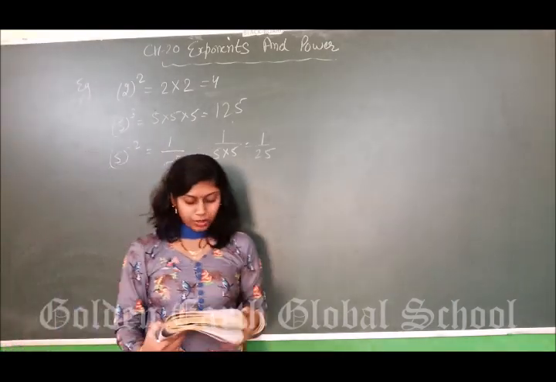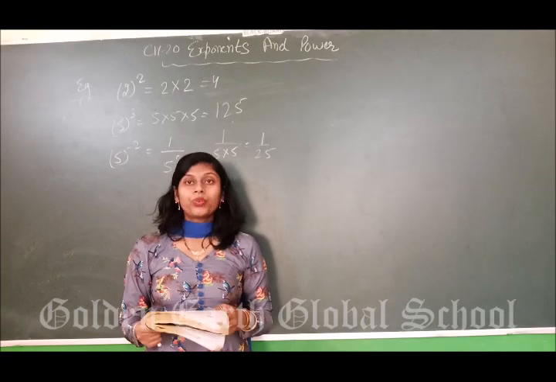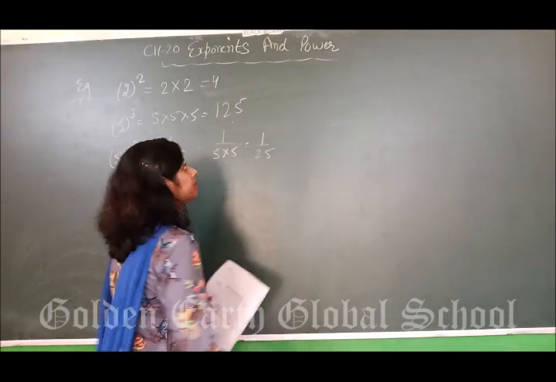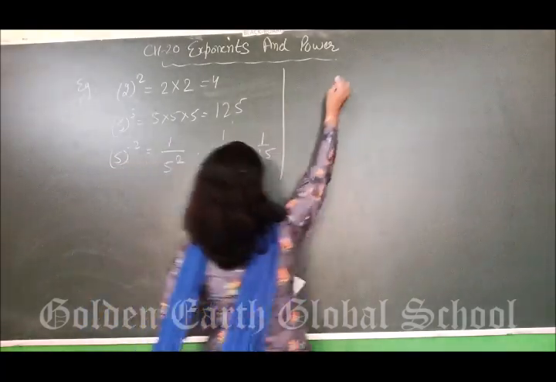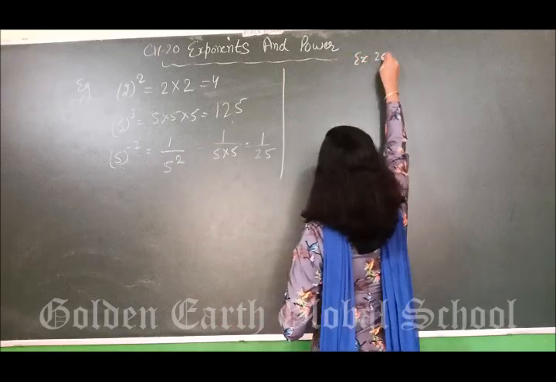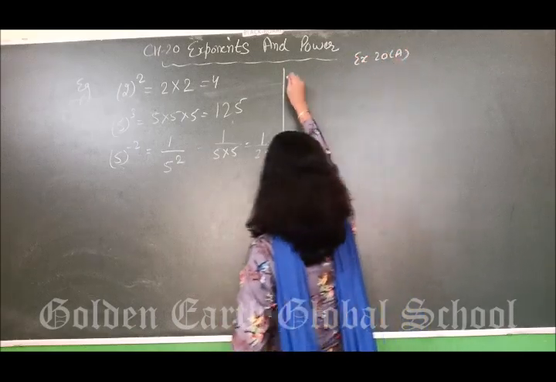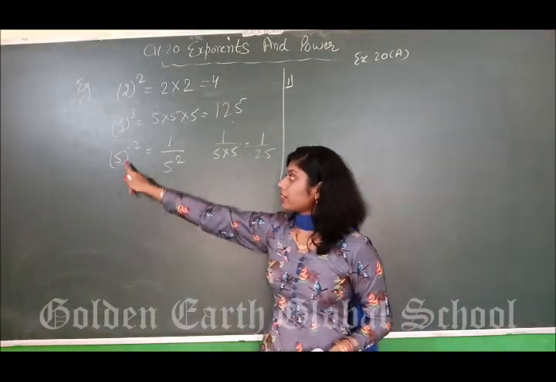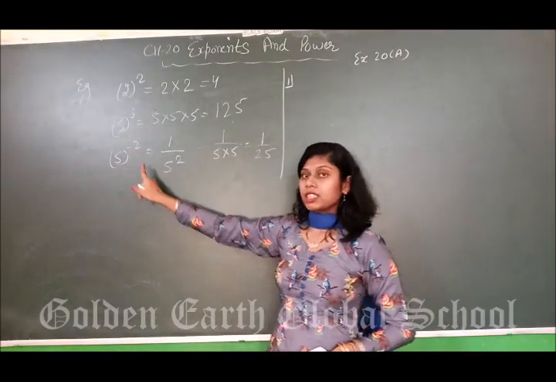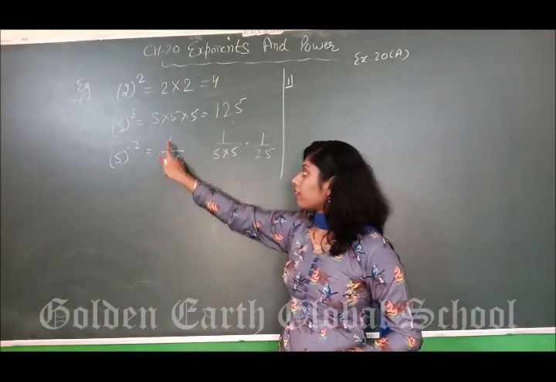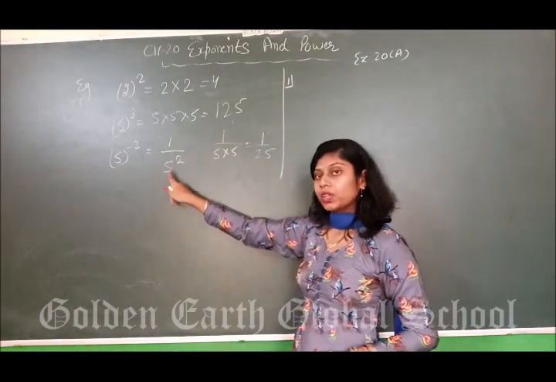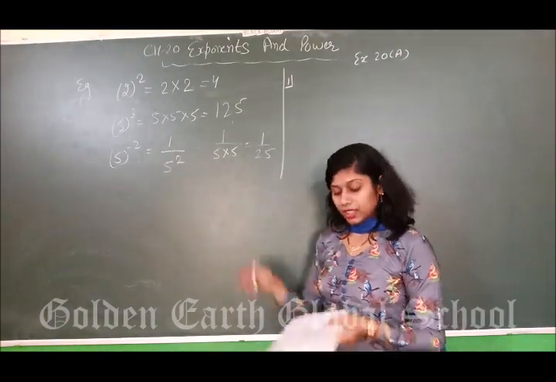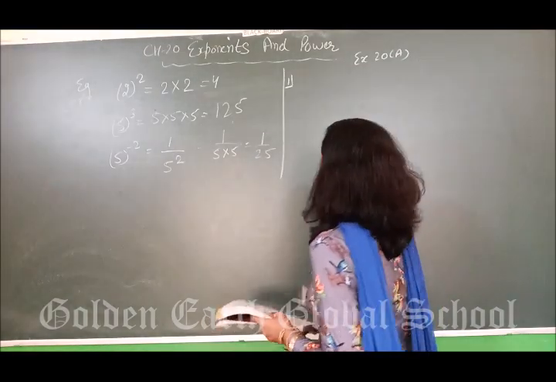So here we are going to start exercise 20A. First question, first part. 5 raised to power minus 2. Firstly we will take the reciprocal, 1 upon 5 raised to power 2. Then simplify it. Okay? Next, question number second.